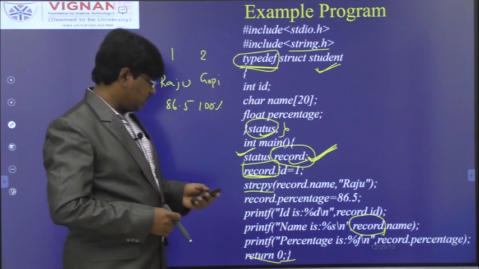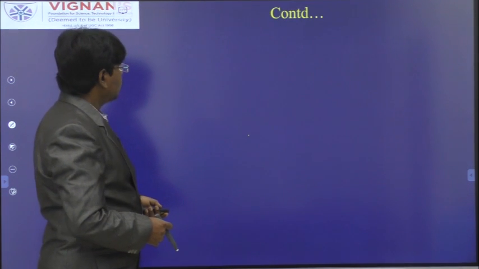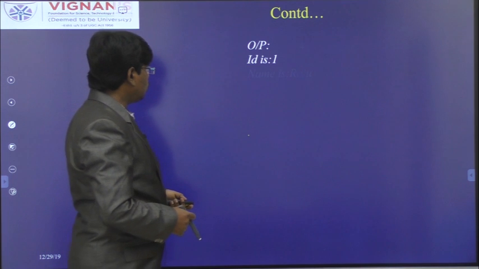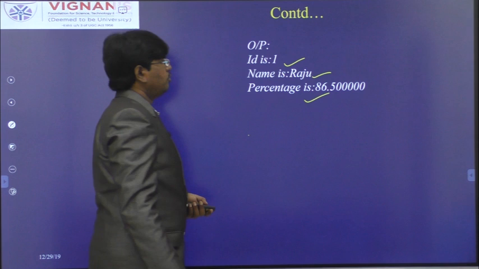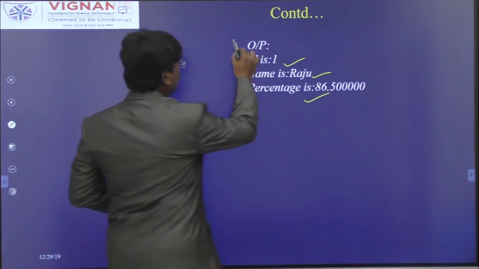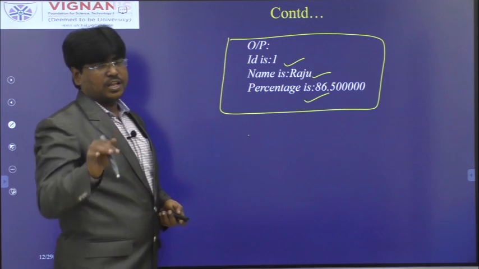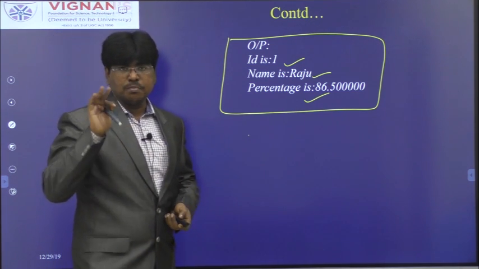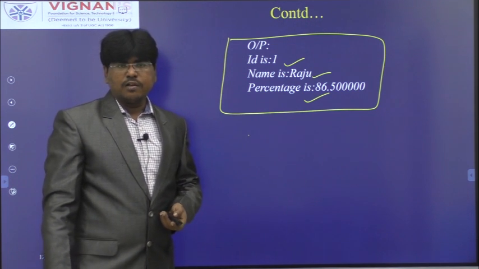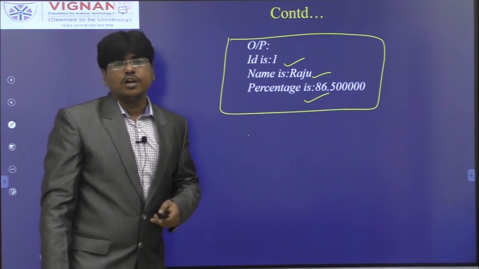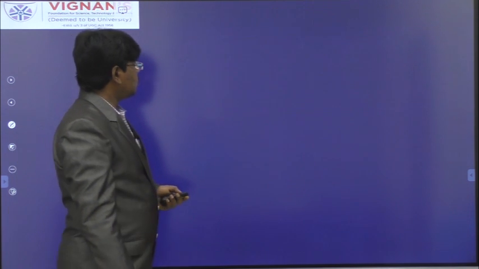So hope you understand this is the concept of structures. Okay, so I am going to print the output here. This is the output, id is 1, name is Raju, and percentage is 86.50. So what you have to understand is how this output is displayed with the help of the alias name, with the help of the type definition name, with the help of the symbolic name called record. Okay, with the help of record only I have stored the values, and I have displayed the values of members of the structure student.